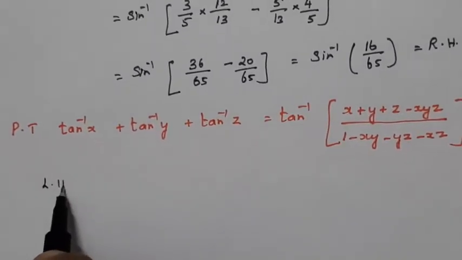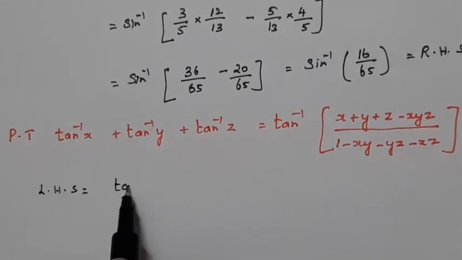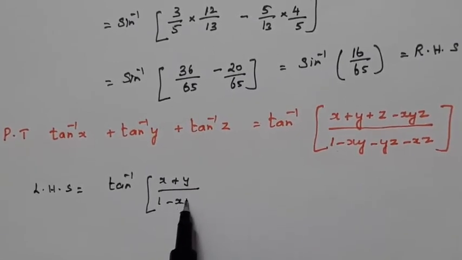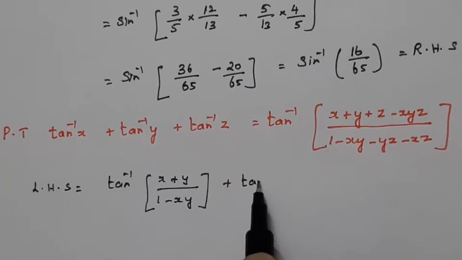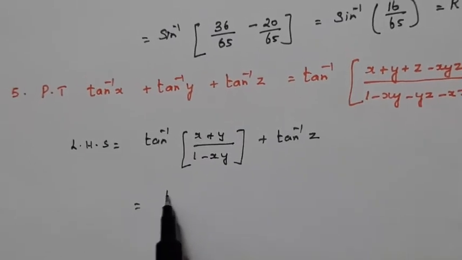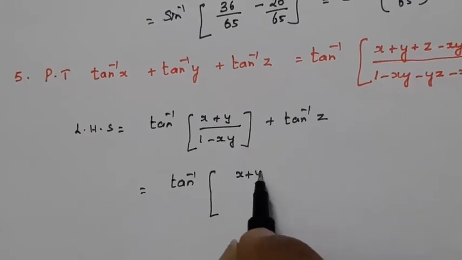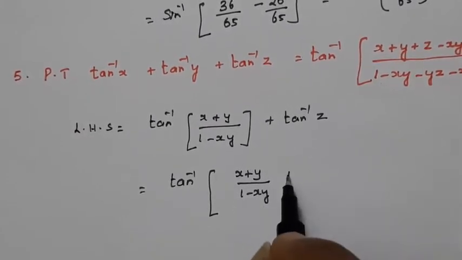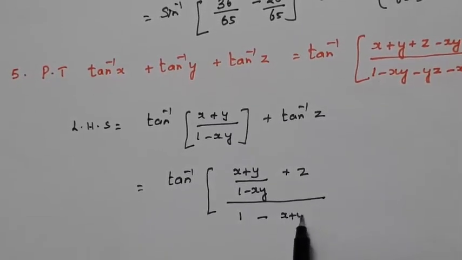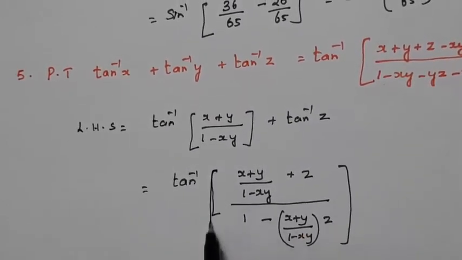So, let us take the left hand side. First, let us apply the formula for the first 2 terms. So, this is nothing but tan inverse of (x plus y) divided by (1 minus x into y), plus tan inverse of z. Again, you have to apply the formula, taking this to be x and z to be y. So, (x plus y divided by 1 minus xy, plus z), the whole divided by (1 minus (x plus y divided by 1 minus xy) into z).